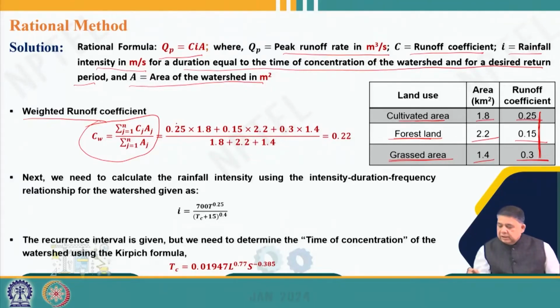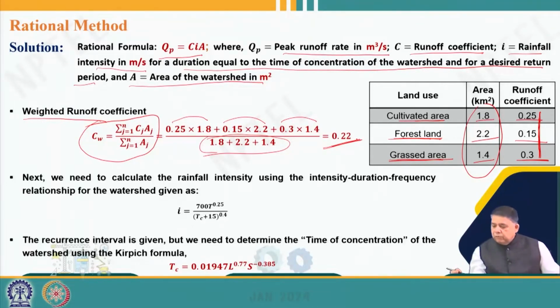So, that is why it is 0.25 times 1.8 for cultivated area, 0.15 into 2.2 for the forest area, and 0.3 into 1.4 for the grassed area, and then we have the total area of the entire land, which is the sum of all these three. Using this we get a weighted runoff coefficient of 0.22. We saw that the runoff coefficient varies from 0.15 to 0.3 for different land uses, but in our final application we will use a runoff coefficient value of 0.22.